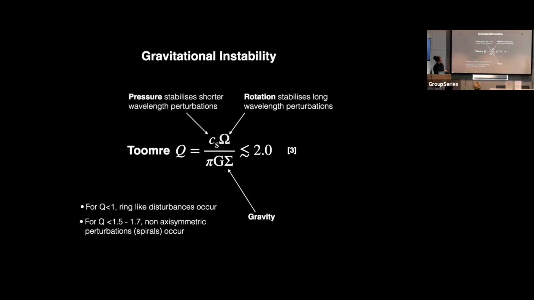For a Q of less than 1, you can have these ring-like disturbances, but they tend not to happen very often. The reason for this is that for a Q of less than about 1.5 to about 1.7, you get non-axisymmetric spiral modes that grow instead. Because these are easier to get to, they start to heat themselves up and push the Toomre parameter back up again, so it never really gets down to that Q of 1. It can in some circumstances, but generally speaking, when the disk is massive, it encounters this threshold first.